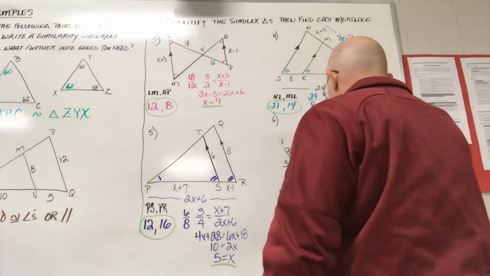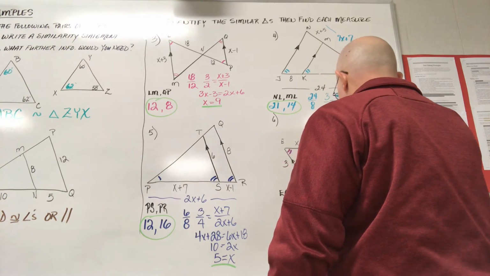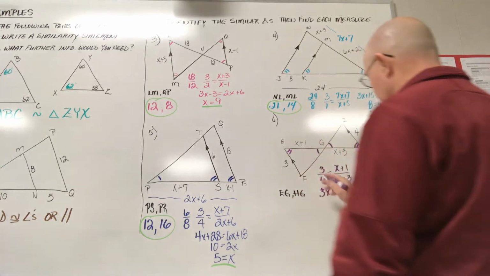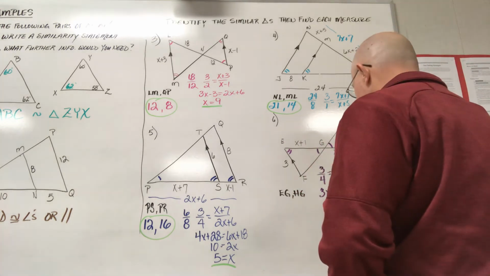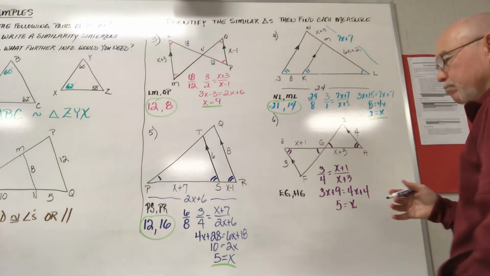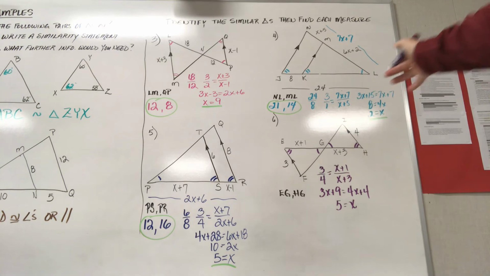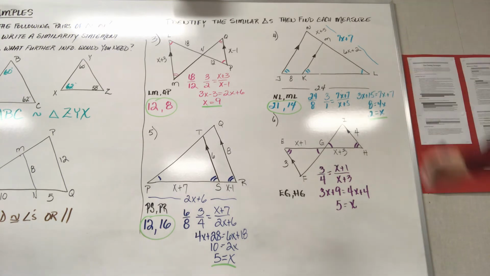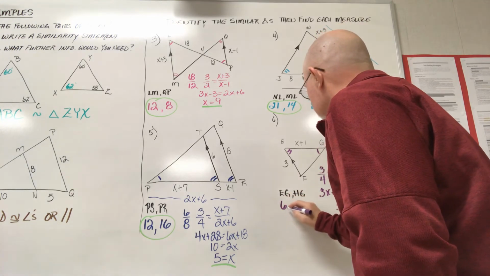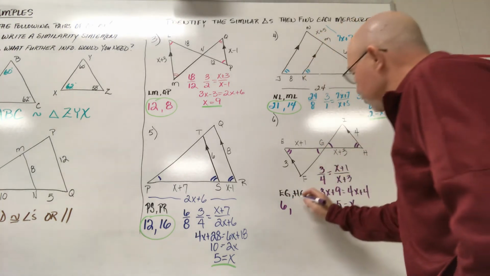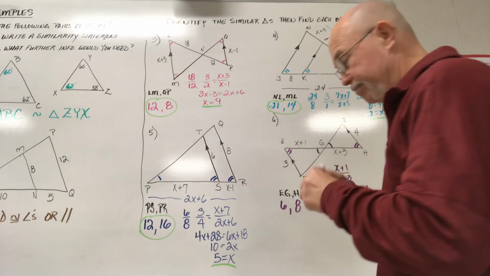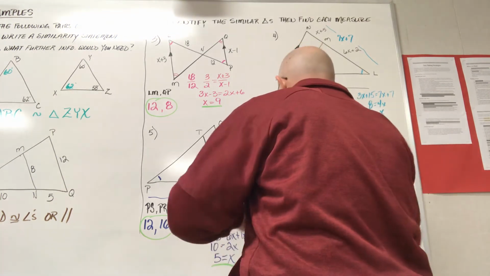Cross multiply. Boom, boom. Substitute. So we're going to substitute back in. 5 plus 1 is 6. 5 plus 3 is 8. And that's what we've done. So we have solved all 4 of these.